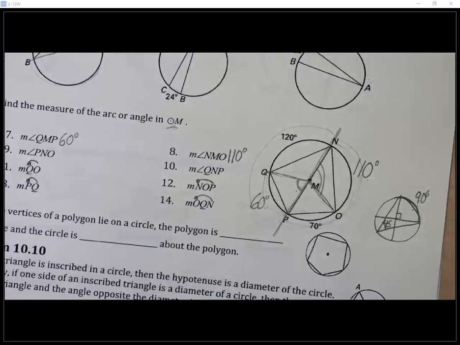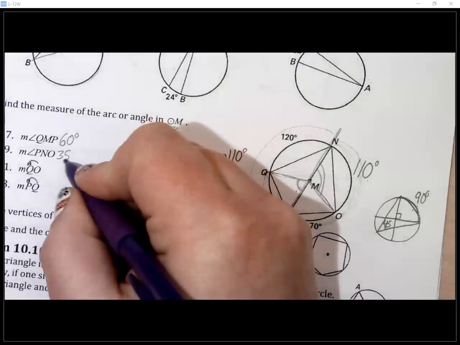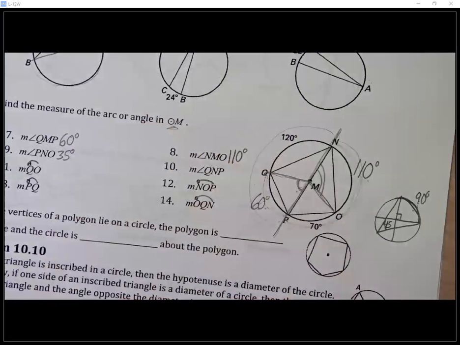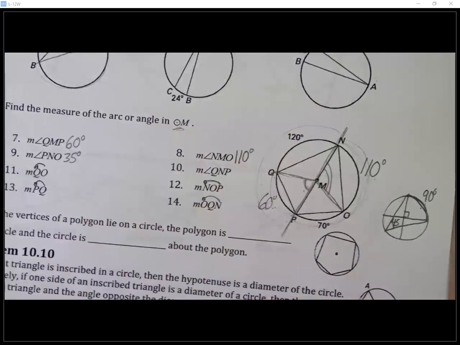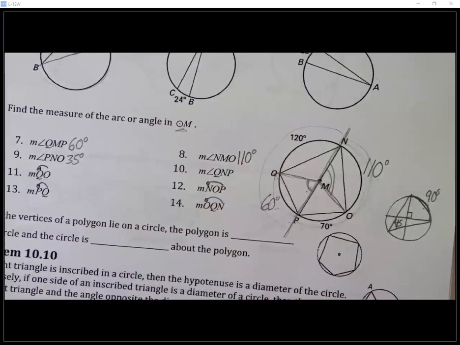Okay, number 9, angle PNO. Now we have an inscribed angle. Elizabeth, 35. It is 35 because it's going to be half of its arc, which is 70. Those are the ones you've got to take half. Does that make sense? Everybody's all right?